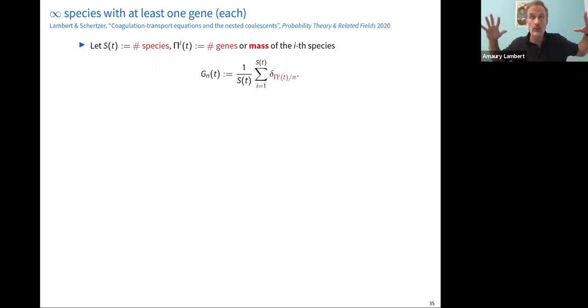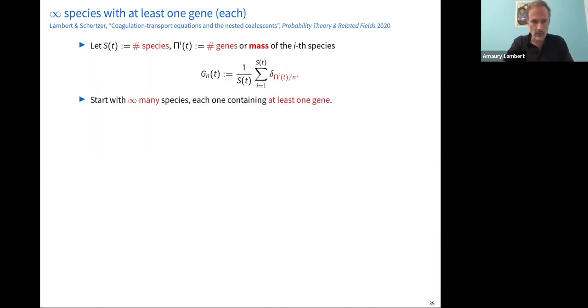Okay, so you imagine that you have these species that coalesce together, and you look at the distribution of the number of genes in these species that you can define this way. You start with infinitely many species, and you don't have to specify. You will see that the result of this slide is that you don't need to specify the number of genes that you put initially in each of these species. You just have to assume that there is at least one gene.